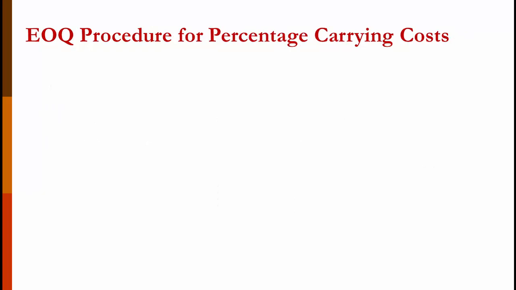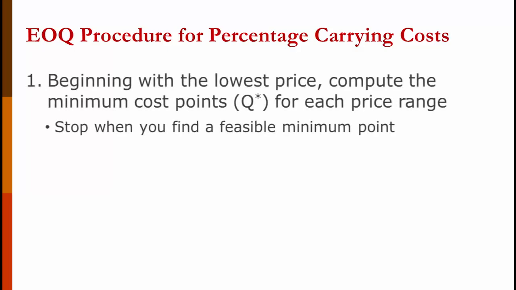Now let's talk about the EOQ procedures for percentage carrying costs. In other words, when the carrying cost varies based on the price that you pay for the item. Step 1. Beginning with the lowest price, compute the minimum cost point Q star for each price range. It'll be different for each price range because the holding costs go into the formula and holding costs depend on the price. In other words, you want to stop when Q is in a range that is allowable for that price range. You stop because Q will never be optimal in more expensive price categories.